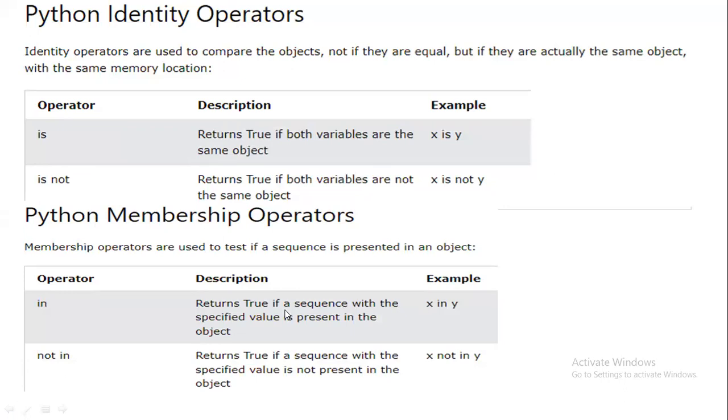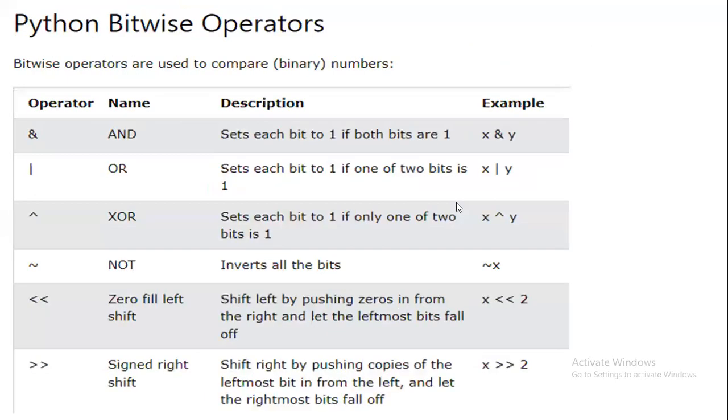Okay, someone's name is there, Akash. So Akash is in batch 1, so it is true, correct? Not in. So Ramesh is not in batch 1. So this is like that membership operator, we say.